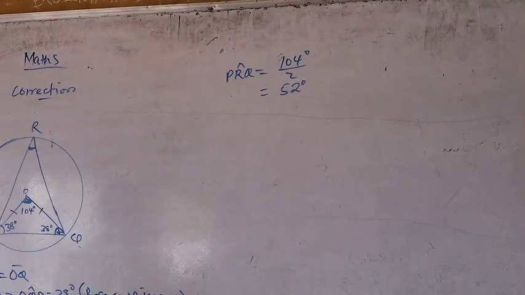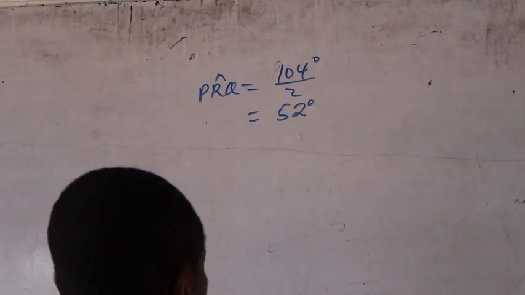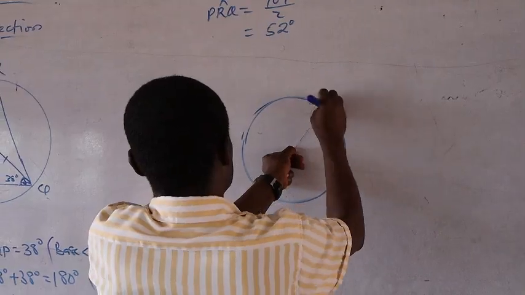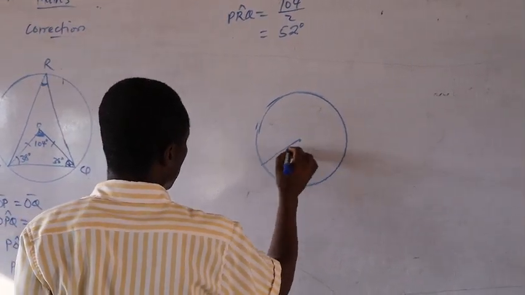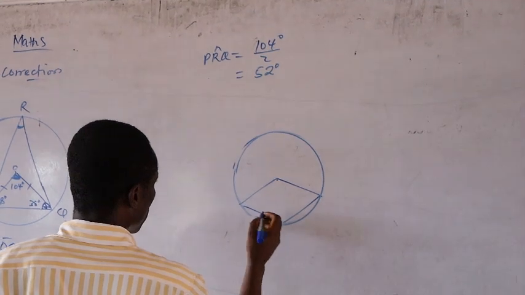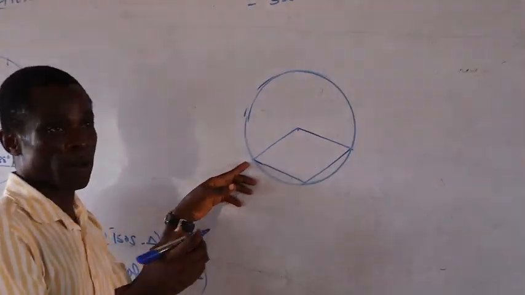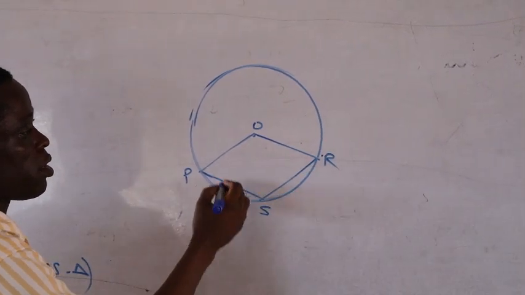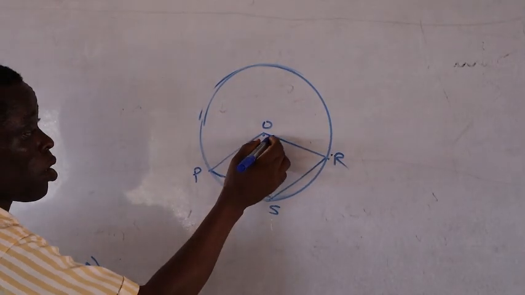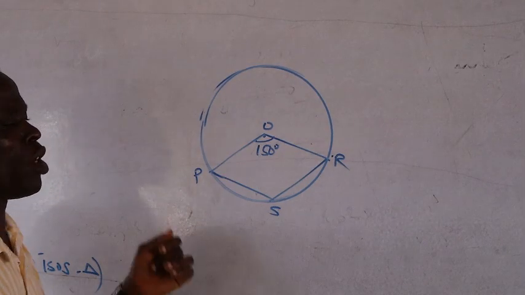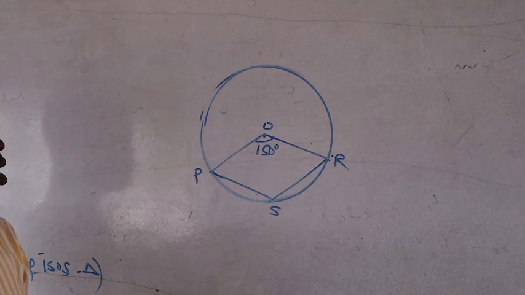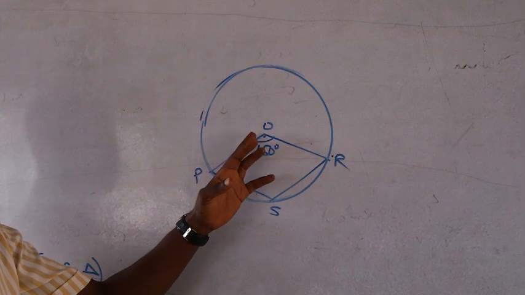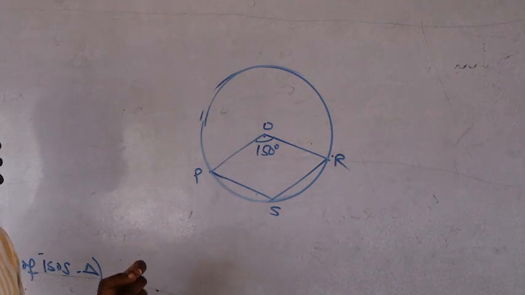Now let me do the second one. The second diagram is this. Then we have this. What are the letters here? P, O, R, S. Which angle is given here? This angle is 150. In this type of diagram, this is a quadrilateral, but it is not a cyclic quadrilateral, as the fourth vertex does not touch the circumference of the circle.